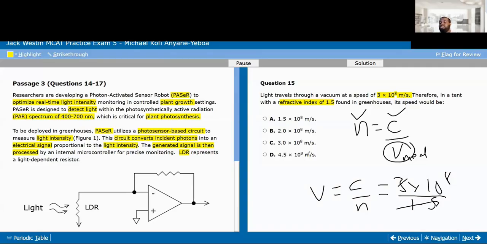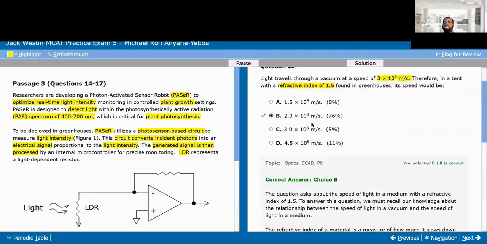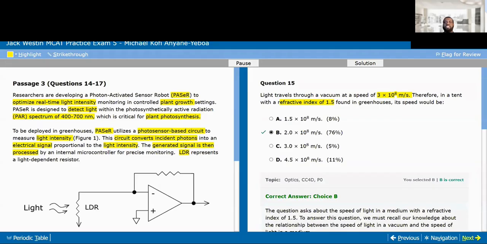1.5 goes into 3.0 twice. So our answer has to start with a 2. The only answer that starts with a 2 is B, right? So this is a straightforward red flag question. We didn't need anything in the passage. The math was easy. We're done. That should be the answer. Great. Let's move on to the next question.